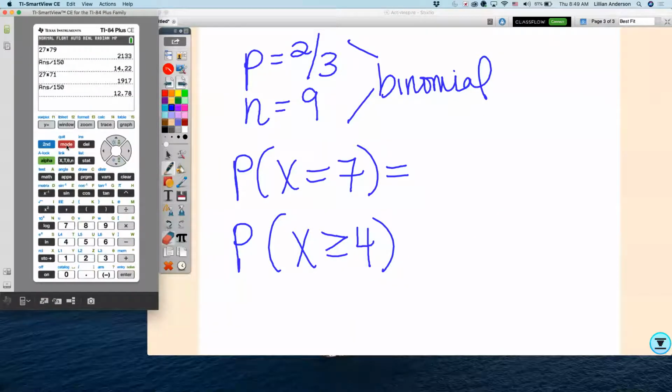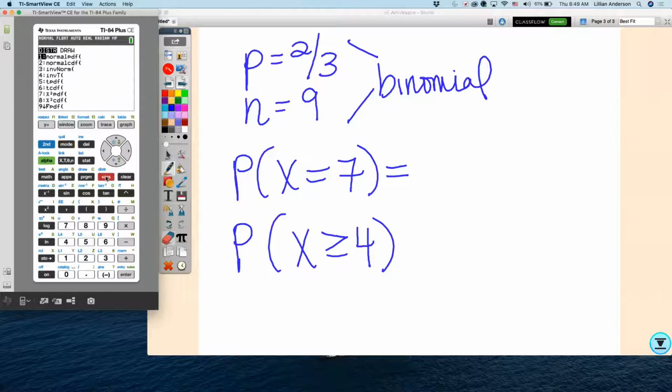Wait, what does the N represent, the 9? The number of trials, yes. Since he's shooting 9 free throws and he can make a free throw 2/3 of the time, N will be your 9 and P will be your 2/3. Okay, thank you. No problem.